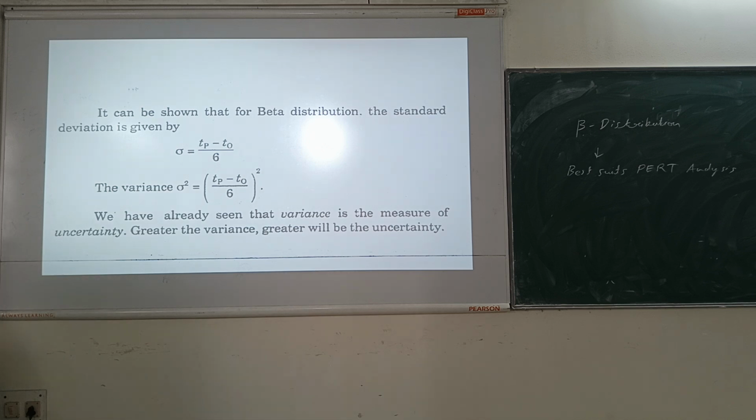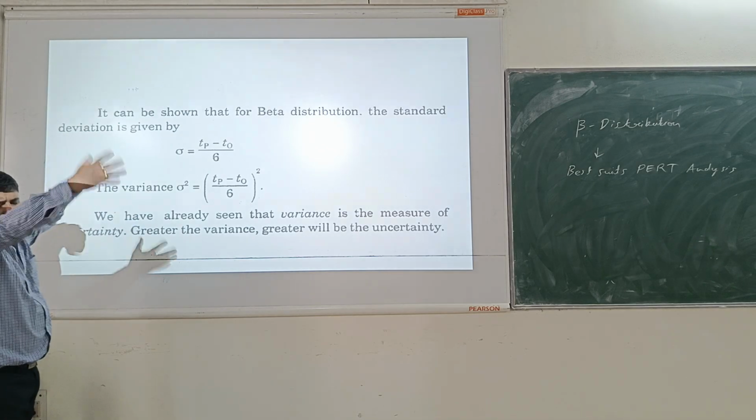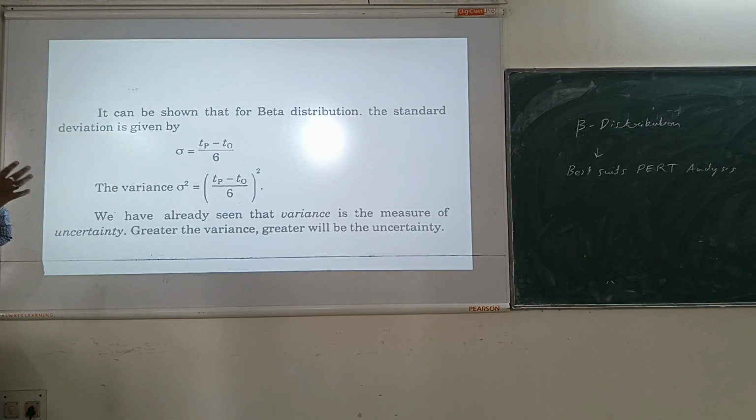The variance will give you the uncertainty: the greater the variance, the greater the uncertainty. Greater variance means the difference between the minimum time taken and the maximum time is more, so you can say that it is not precise. The range is more, so that is why it is more uncertain.